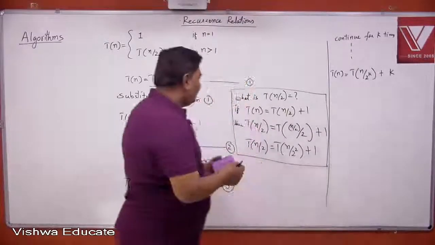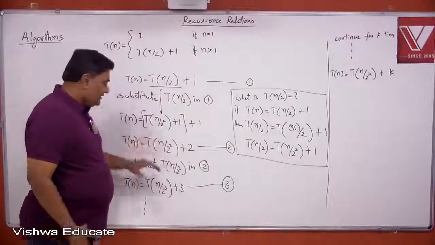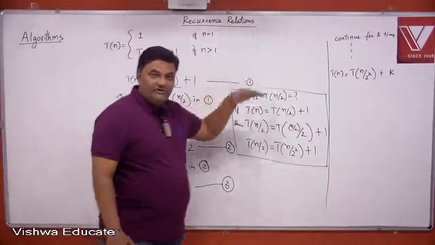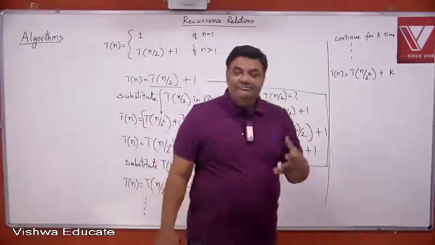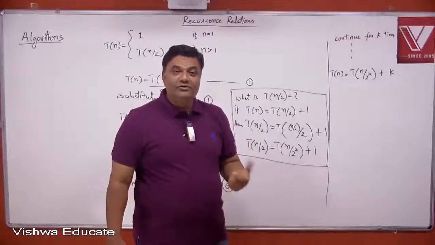So listen, I substituted n/2, so we got square, cube, 4, 5, k. Up to what should I reduce? It is becoming smaller, right? Up to what?